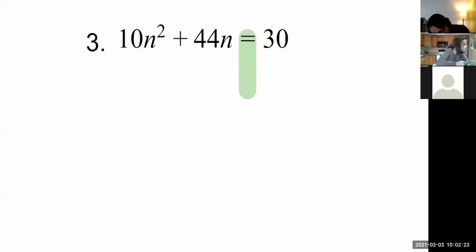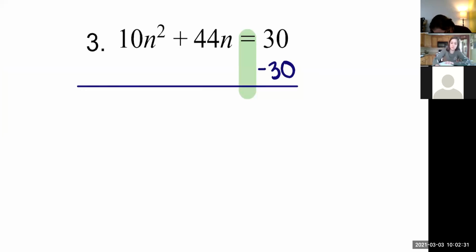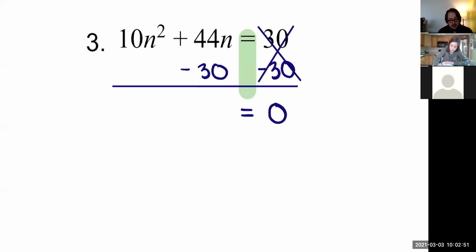So if I'm looking here on the right, if I were to subtract 30 from the right, 30 minus 30 is going to give me the 0 that I'm looking for. But whatever I do to one side of an equation, I have to do to the other. So I'm just going to throw it over here. And on the right, we know, okay, this is 30 minus 30 is 0. Bring down my equal sign. I like what I see there.